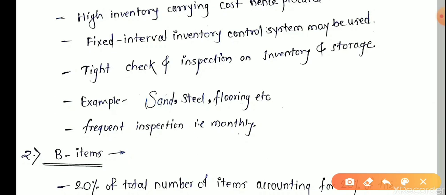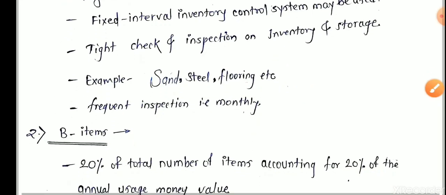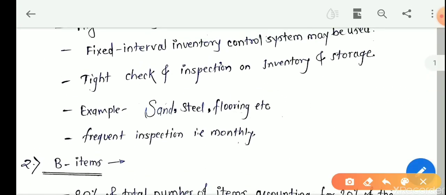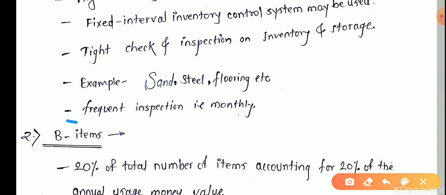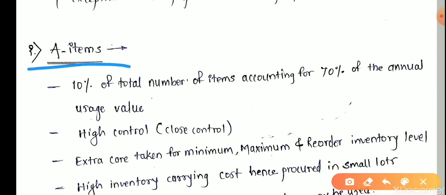Sometimes cement is also included in the A type of material, but sometimes cement is included in B type of material, according to its usage and the type of building. Frequent inspection, that is monthly. We are going to check how many cement bags remain in our godown, how much sand remains, how much was used. We check frequently, monthly or after 2 weeks, the storage and our usage of the inventory to avoid losses. These characteristics are about the A type of material.